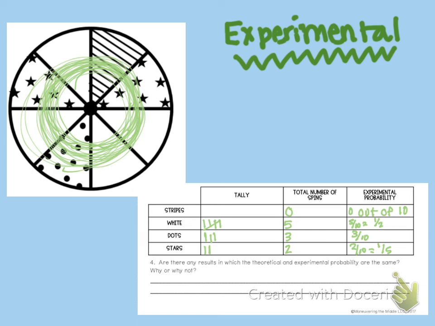Okay, so are there any results in which the theoretical and experimental probability are the same? Why or why not? So ours was really close on, I believe it was the stars. So stars, we had 1/5 chance, which is a 20% chance. And on the theoretical probability, it was a 25% chance. So those are very close. So it's probably just likely or almost likely to be the same, but more likely to be close versus being the same. I think we have a better chance if we say we're going to be close to the theoretical versus being exactly the same as the theoretical.